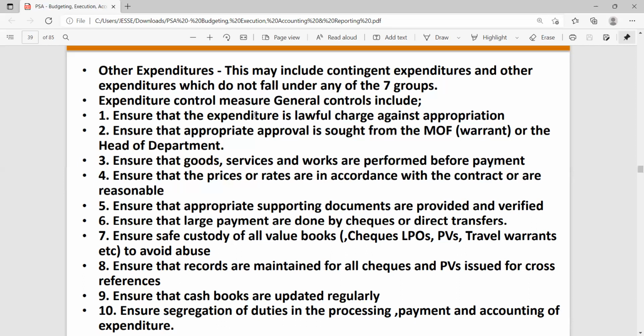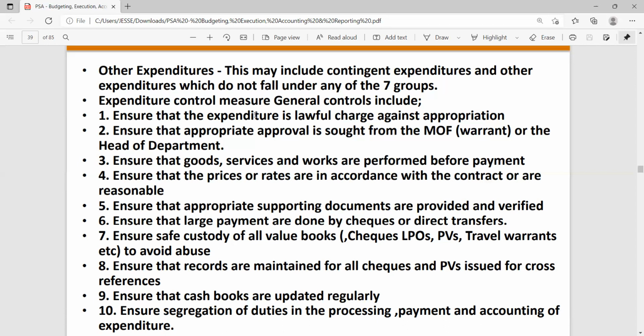Number 6, ensure that large payments are done by checks or direct transfers. When you're making a large payment, the principle is you do it by check or direct transfer. Doing it by cash can create some forms of problems, right? So you would want a secure and very convenient mode of payment. So for example, if you are spending on some form of capital project, which is going to cost you $2 million, you likely will not want to do it in cash. A check would be fine, or a direct transfer.